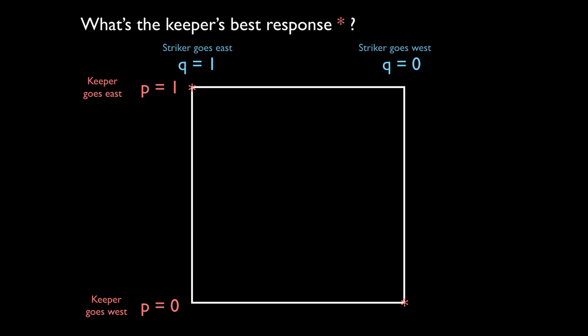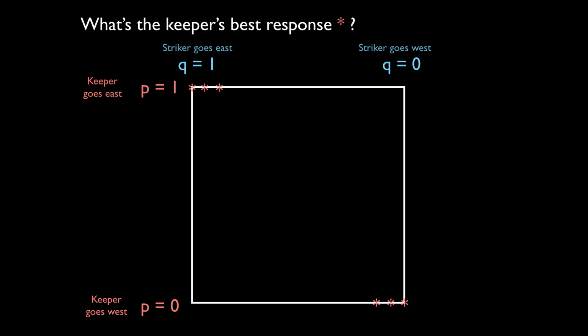Because if the striker is going east 99% of the time, people just go to that side. Make sense? What if the striker goes west almost all the time, like 99% of the time? What is the keeper going to do then? West. Make sense? Okay, what if the striker goes east 90% of the time, like around there? What is the keeper going to do? East, right? What if the striker goes west 90% of the time? What is the keeper going to do? West, right? See what I'm doing?